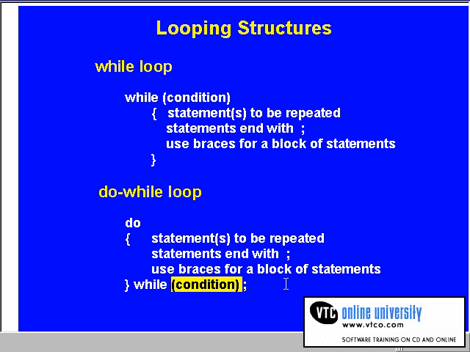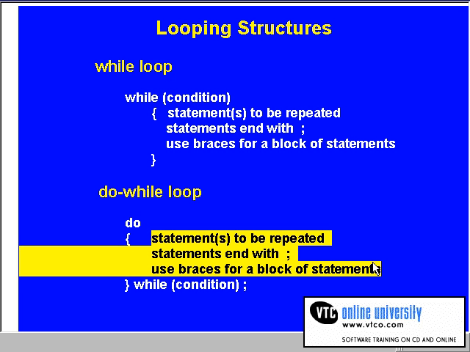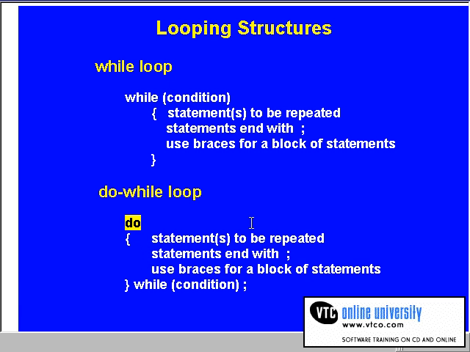You will note that the condition is at the bottom of the loop, and you can execute one or more statements within a block or simply one statement without the block. The syntax of the do-while loop begins with the word do, followed by the body of the loop, which contains one or more statements you want to repeat. The do-while loop ends with the word while. Do and while are the key words.